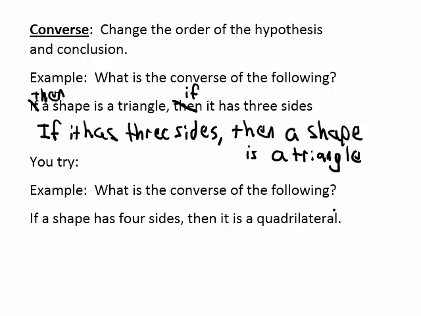And that's the converse. Now you can make your converse sound a little bit nicer by saying if a shape has three sides, then it is a triangle. That's perfectly allowable and actually sounds a little better. But what I've written is still the converse. You just switch the if and the then and rewrite it. So I've got one for you to try down below. Go ahead and pause the video, write out the converse of that statement on your own, and press play when you're ready to see the answer.